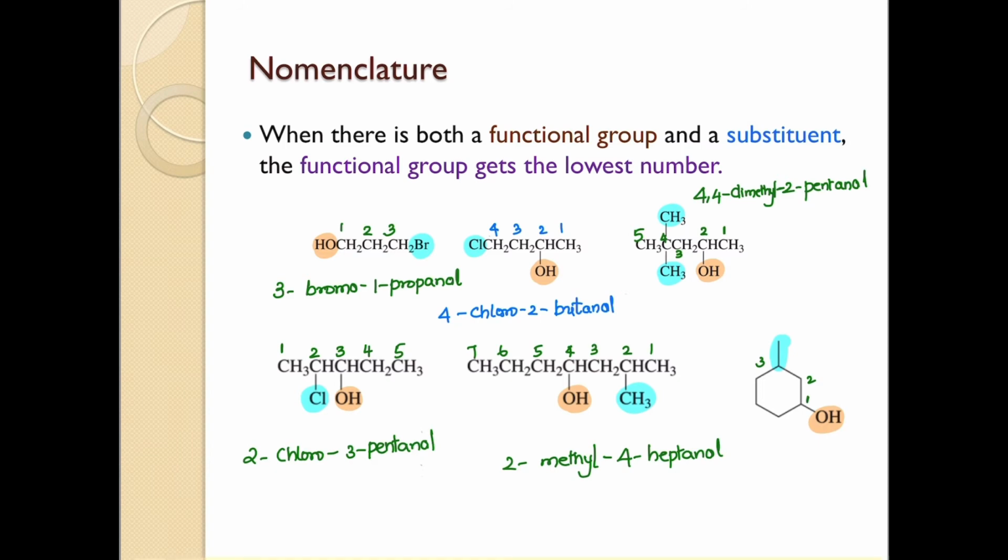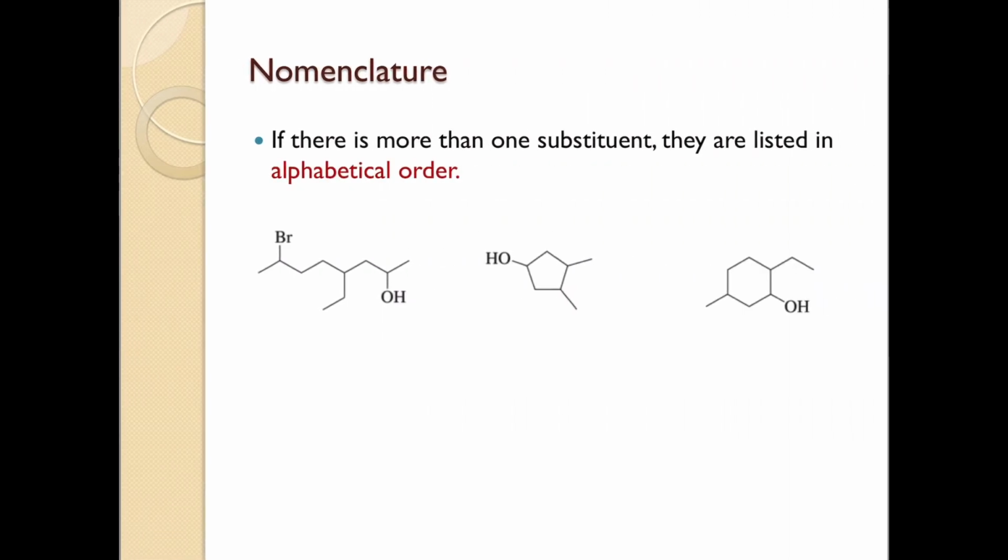Okay, so let's find the name for this molecule. This is going to be cyclohexanol, and you don't have to put the 1 in front of it because it's already assumed that the hydroxy group is going to be at position number 1. Okay, so leaving that, you're just going to give the number for the substituent. It's going to be 3-methylcyclohexanol. Okay, I hope it makes sense. If there is more than one substituent, they are listed in alphabetical order.